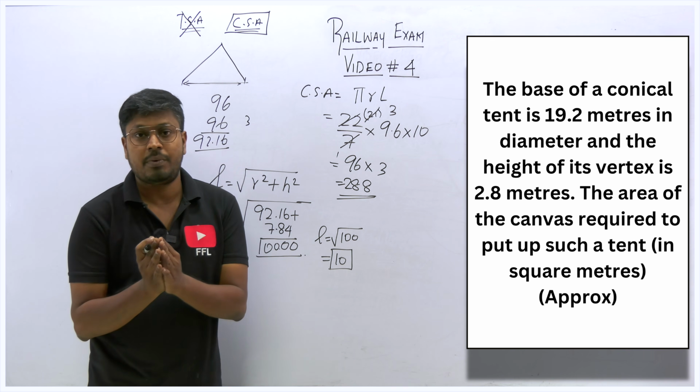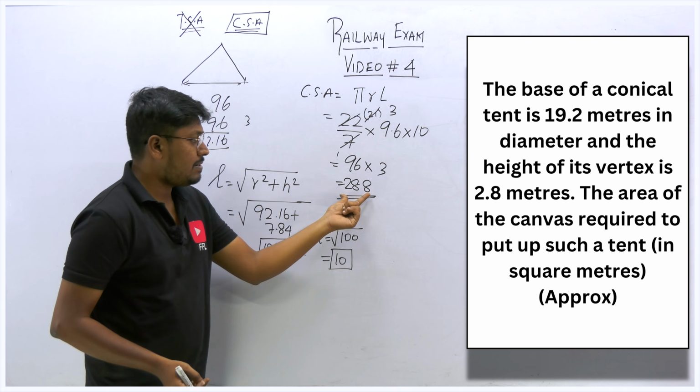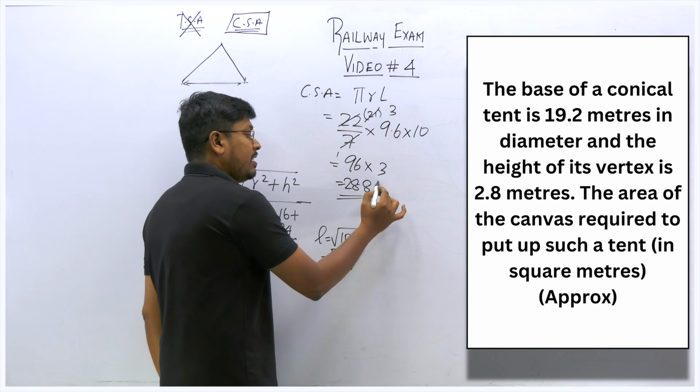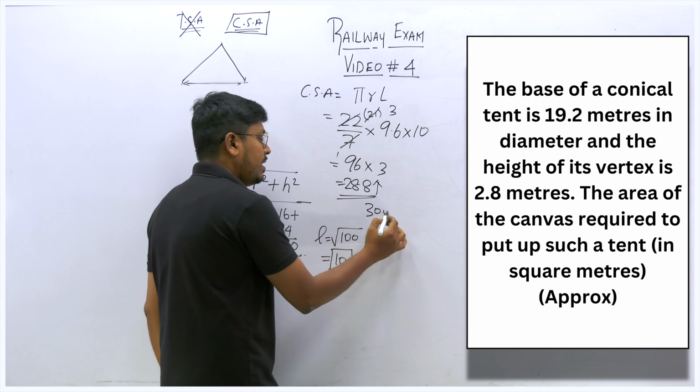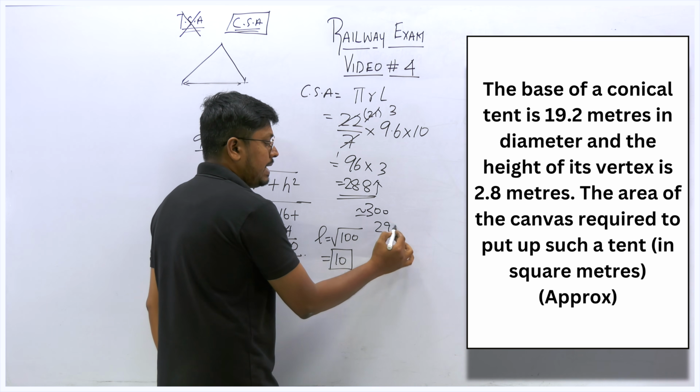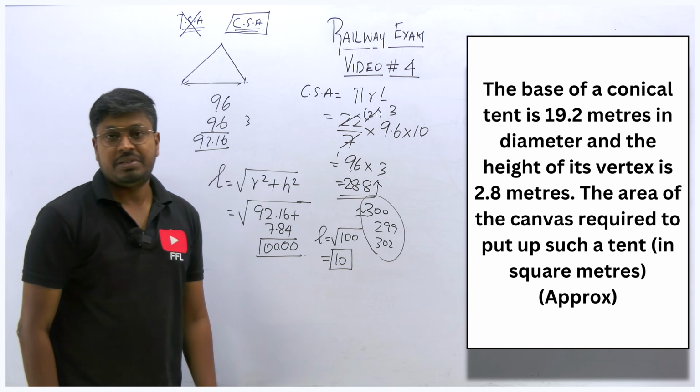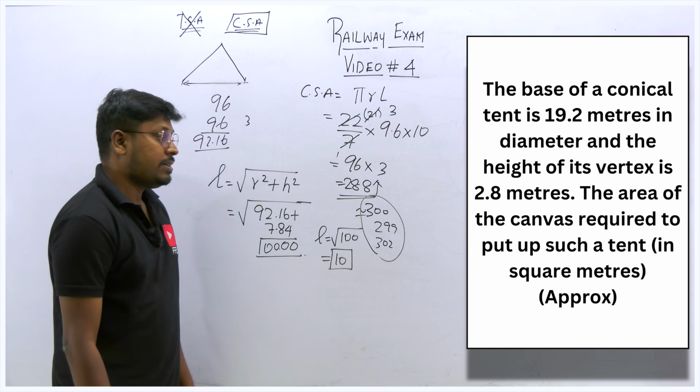288 meter canvas are required. But this is not the exact answer. Why? Because we have approximated, but the exact answer will definitely be more than this. Either it can be in the 300 range, 300 or 299, 300 or 302 range, based upon the option. Based upon the option, we can mark the answer, right?